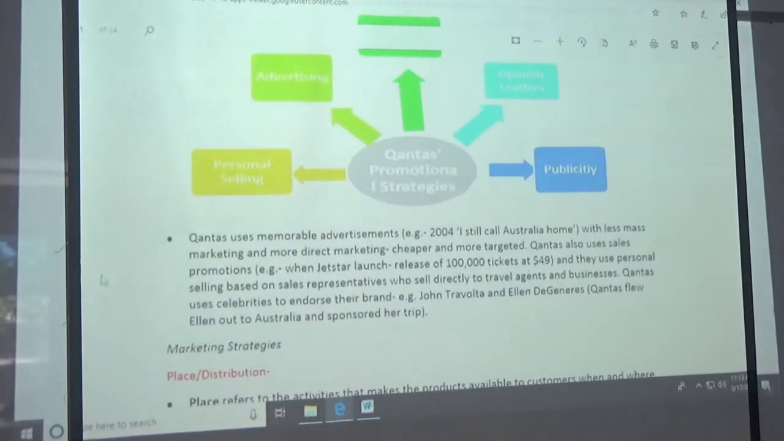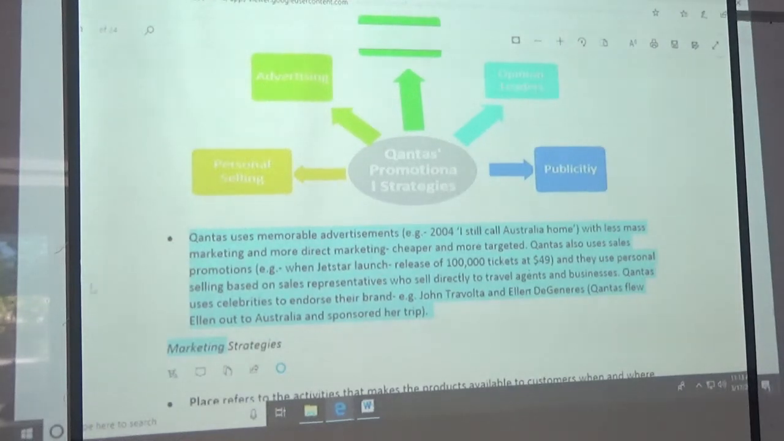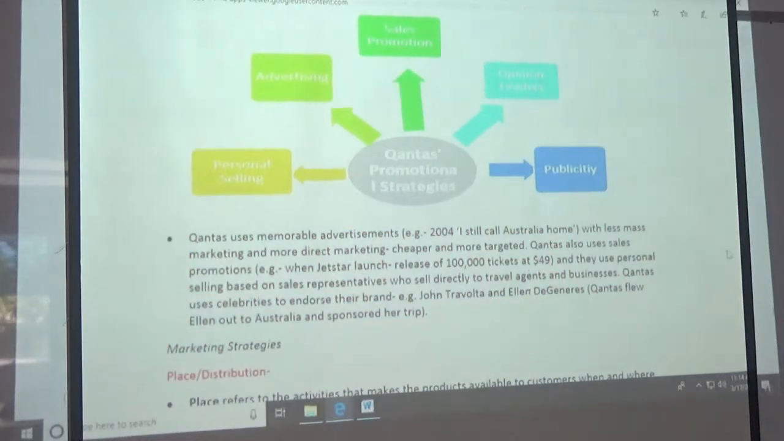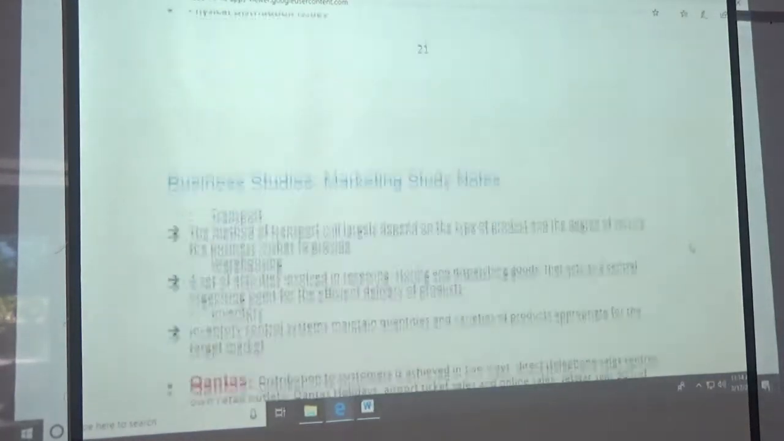Now this would be okay for your marketing plan to talk about these ideas, but you would still have to explain them. You have to explain why you're choosing those strategies, why you're choosing John Travolta, why you're choosing that media. So this is an example of a strategy, but it's not an example of an explanation of that strategy. So you do need more to support that.